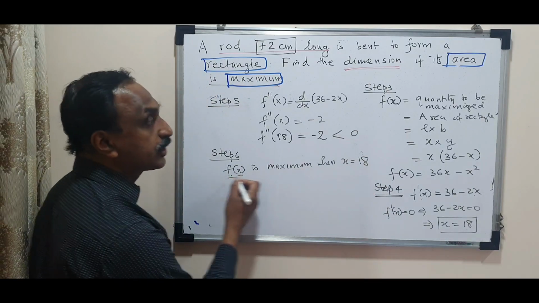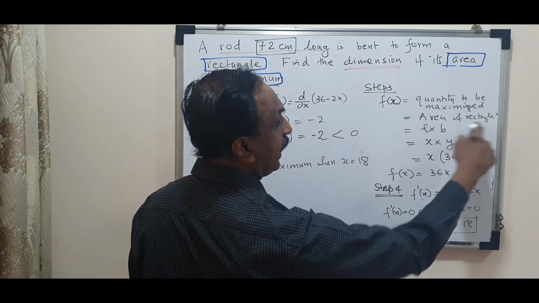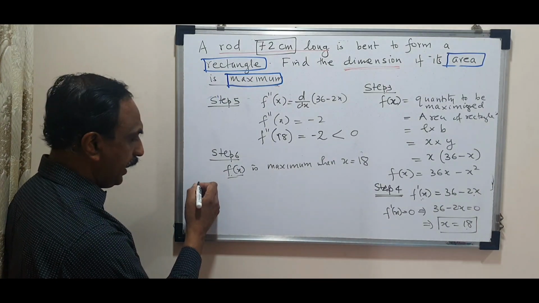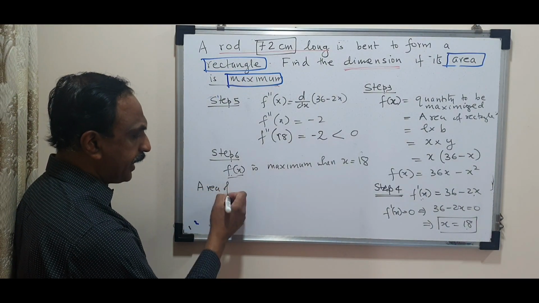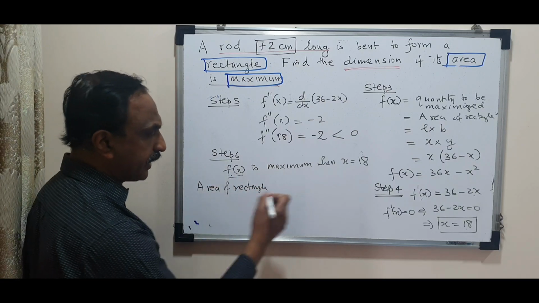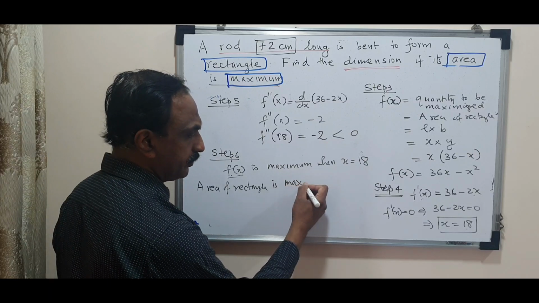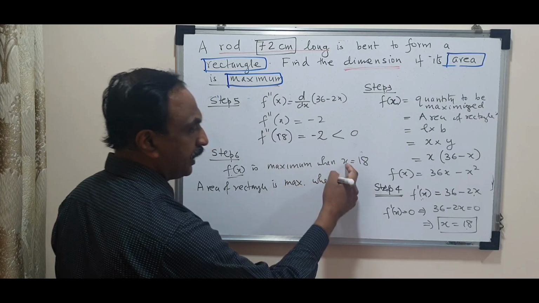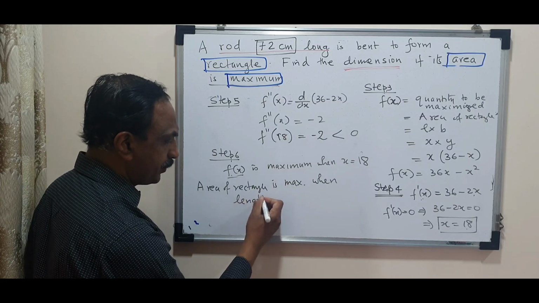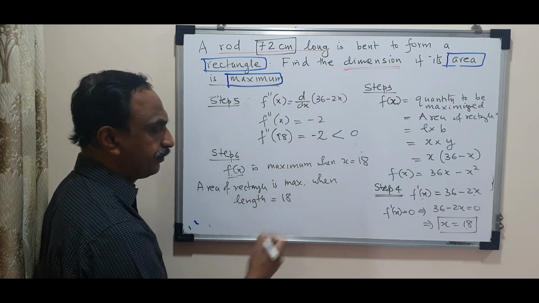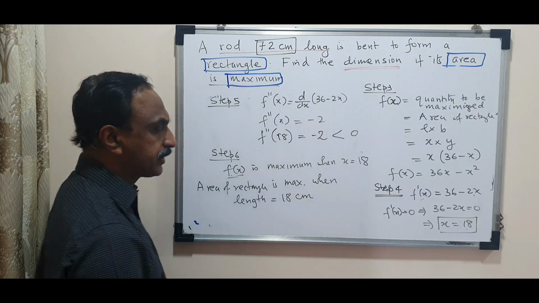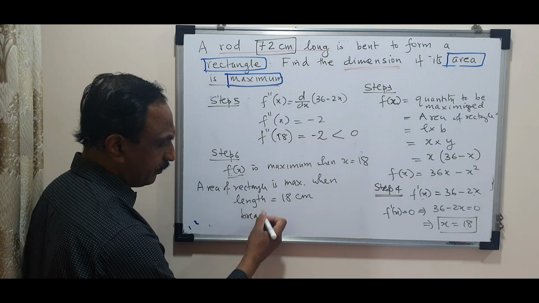What does f of x stand for? F of x stands for area of rectangle. What does x stand for? Length. So I replace f of x by area of rectangle, which is maximum when x, I'm going to replace by length. Length is equal to 18. And what is the unit here? Centimeter. So 18 centimeters.